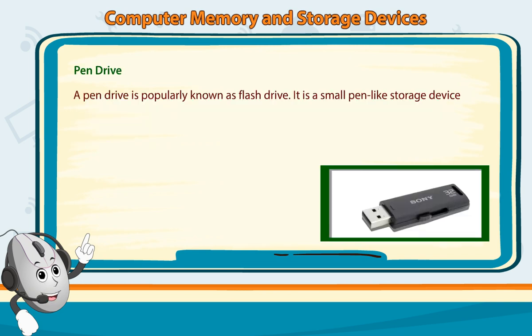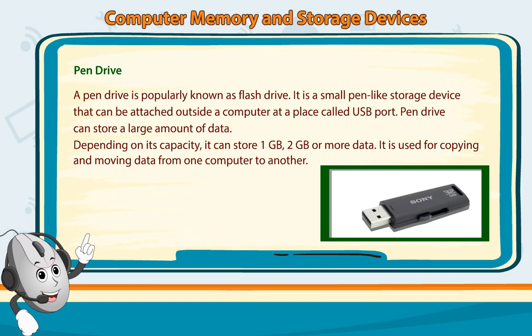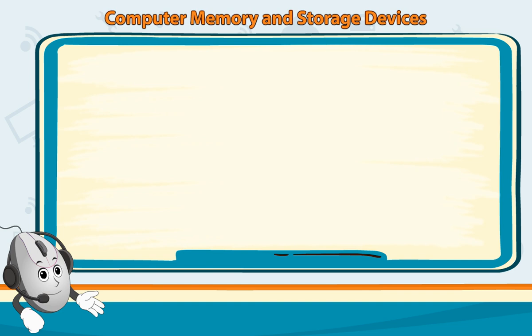Pen drive. A pen drive is popularly known as a flash drive. It is a small pen-like storage device that can be attached outside a computer at a place called the USB port. A pen drive can store a large amount of data. Depending on its capacity, it can store 1 GB, 2 GB or more data. It is used for copying and moving data from one computer to another.